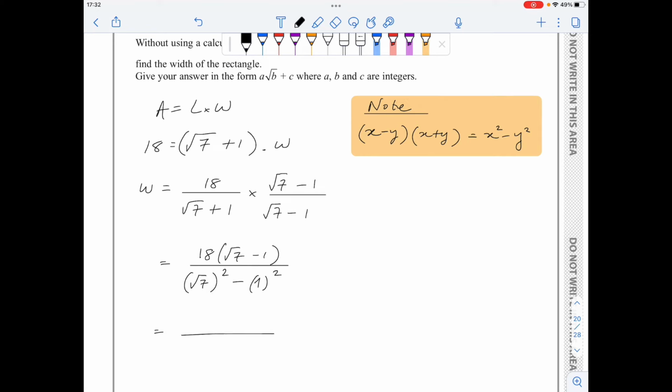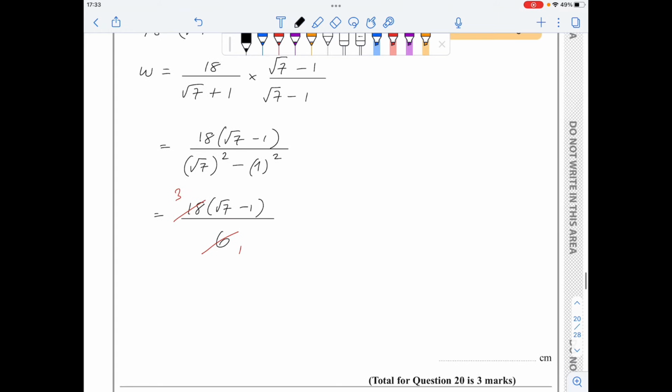Now let's rewrite the numerator, 18 (square root of 7 minus 1). Now my denominator is square root of 7 squared, which is 7, minus 1, that's equal to 6. Note how the 6 and the 18 simplify. So I'm left with 3 (square root of 7 minus 1). And if I expand this, I get 3 square root of 7 minus 3, which is in the required form.